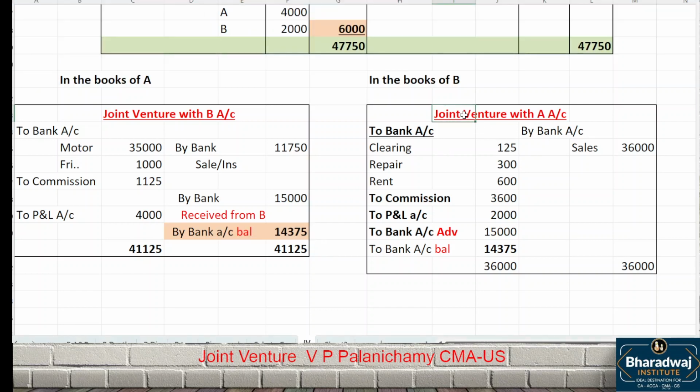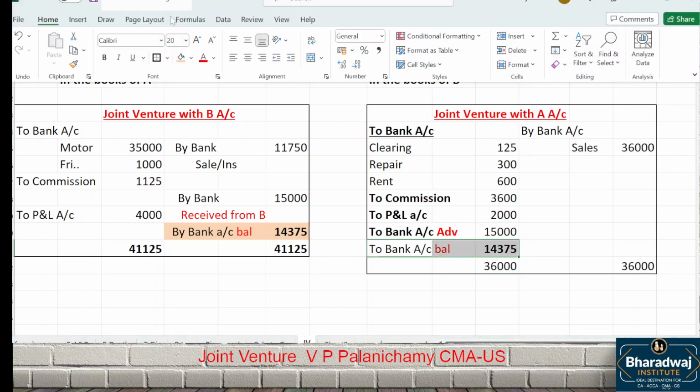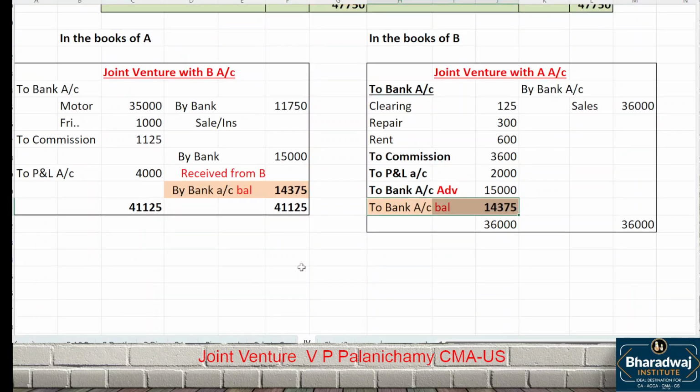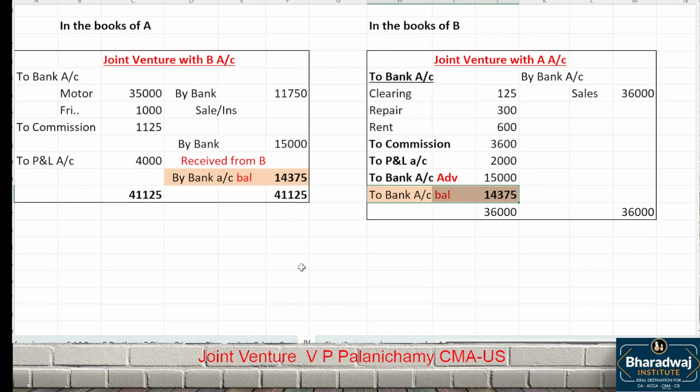B will record joint venture with A, his transaction only. All his expenses, commission, profit share, advance money paid, sales income collected. The final balance will be settled. If you look at A's records, only which transaction? A's transaction. B records only B's transaction.